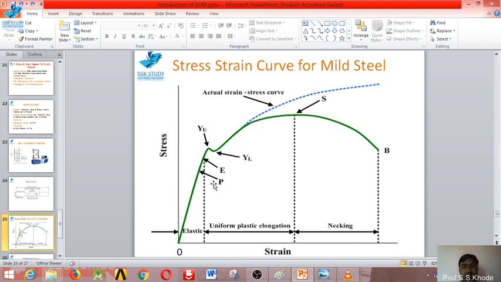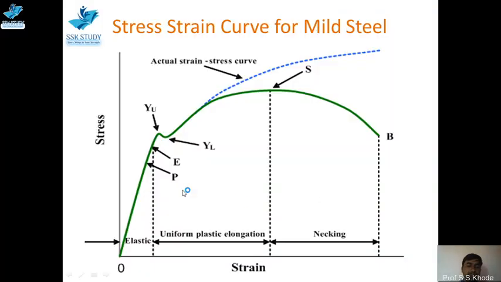It reaches up to a certain point that we call point P, the proportional limit. Up to this point P, the stress and strain are directly proportional to each other. It obeys Hooke's law up to point P. It means that up to point P, the specimen regains its original size and shape as it was.